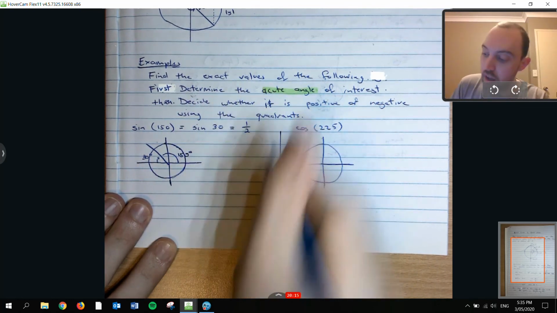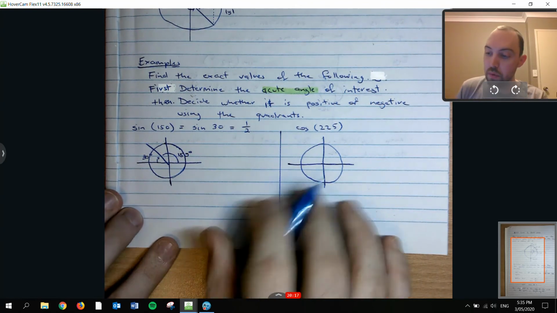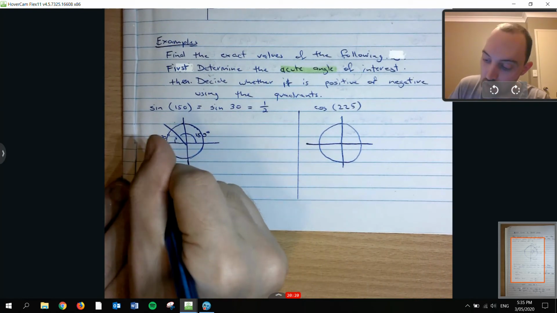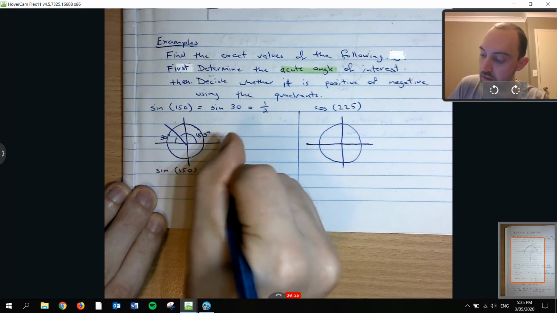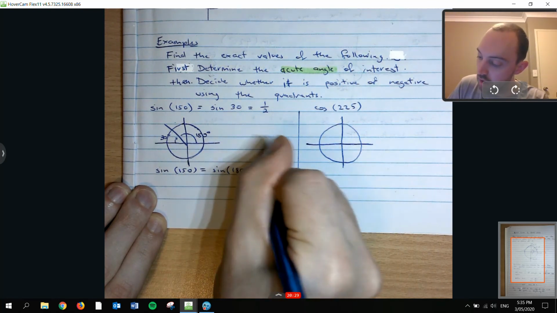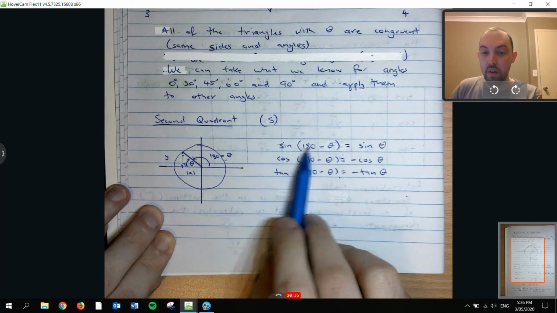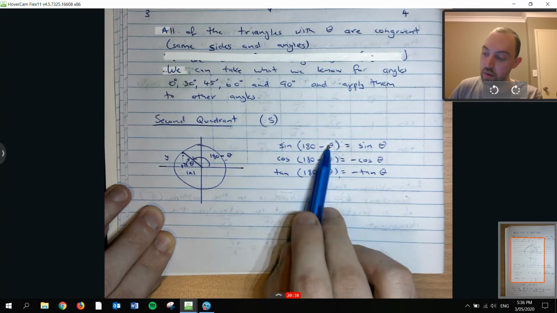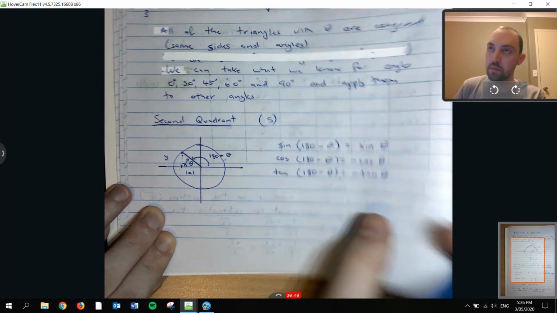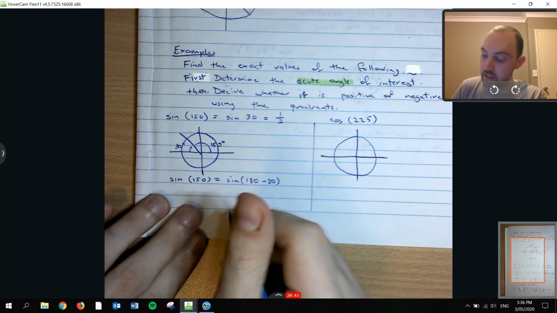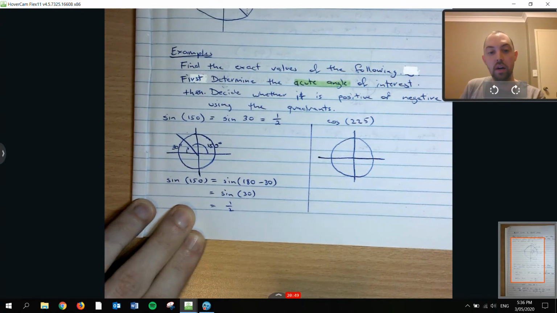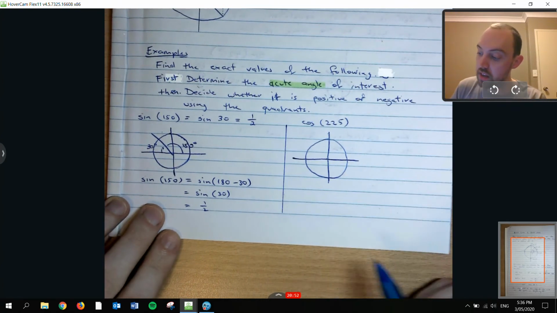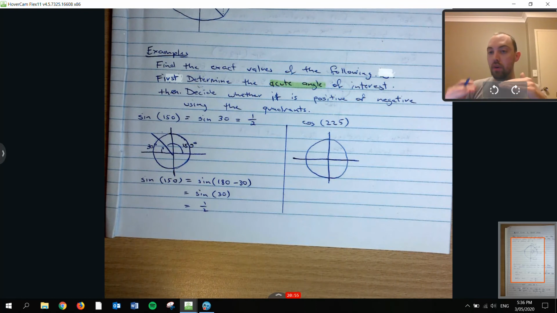Sine of 30 is half. Or if you prefer using the trigonometric ratios, you could think of sine of 150 as the same as sine of 180 take 30. We know that sine of 180 take some angle is equal to sine of that angle that we're subtracting, so it gets us to the same place, sine of 30 degrees, which is half. So the sketch is going to help when you want to figure out the angle from the x-axis.